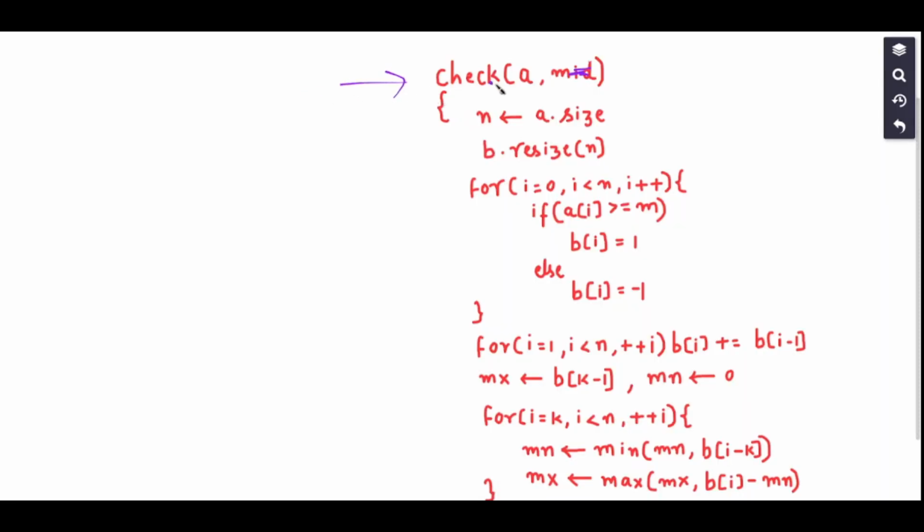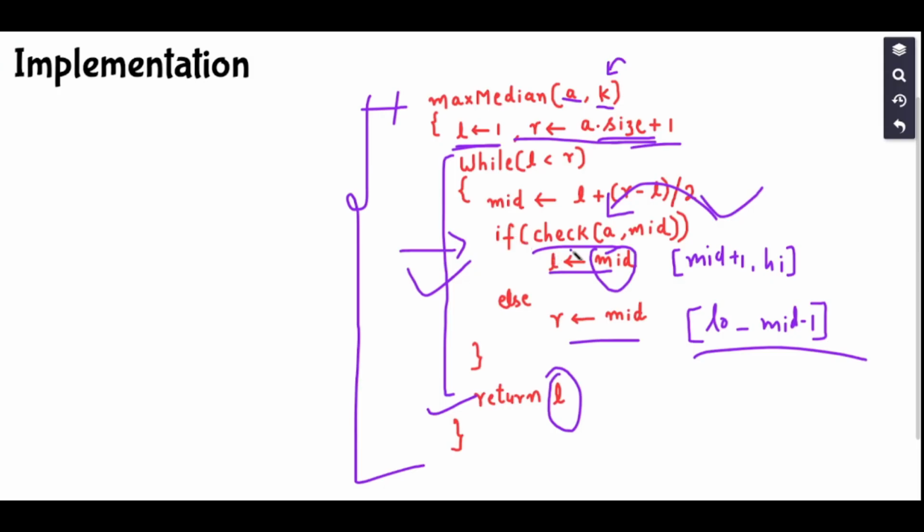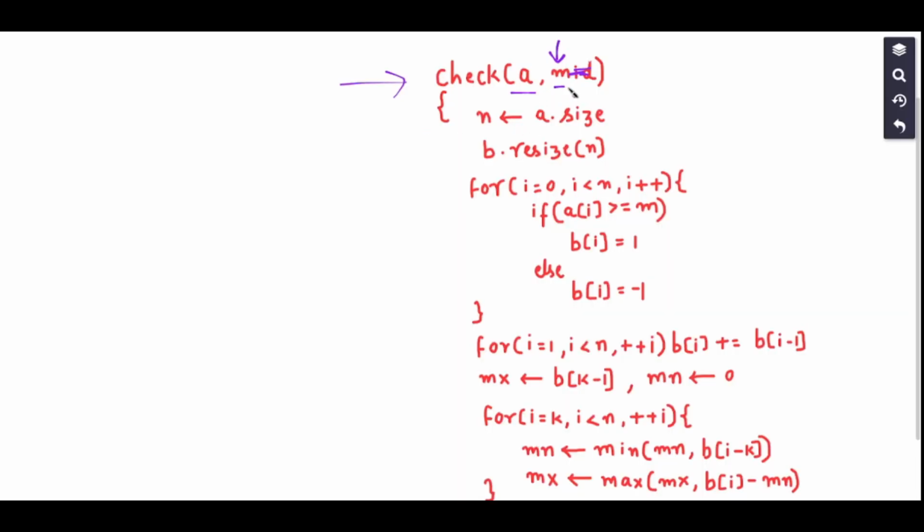So this is the check function which takes in this array A and the m, or the mid, which we have guessed right here. I'm passing this mid here and that's what I'm receiving here. Find the size of the array, declare another array B of the same size n, and prepare this B array like this. If I have any element in the array A which is greater than or equal to m, assign 1 for that position in array B, otherwise assign -1. Build the prefix sum over this array B, to find the maximum sum segment.